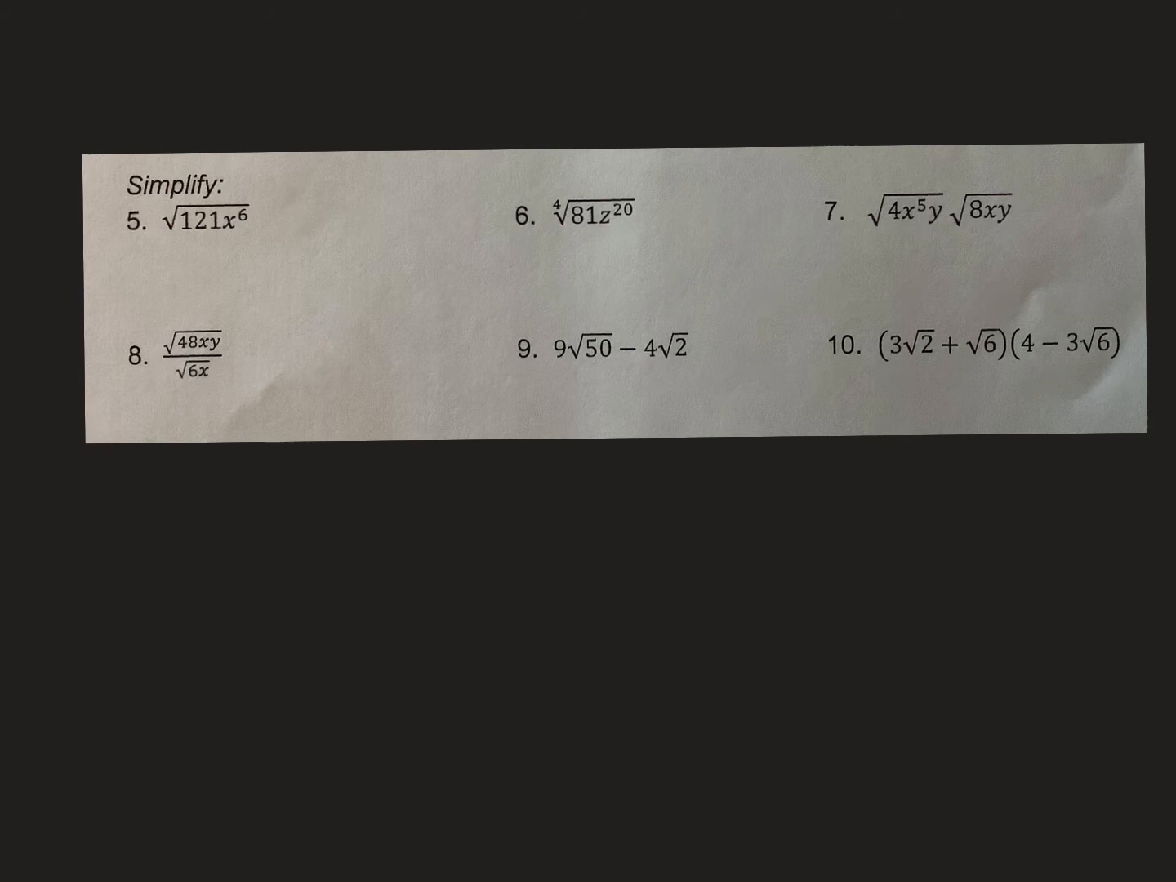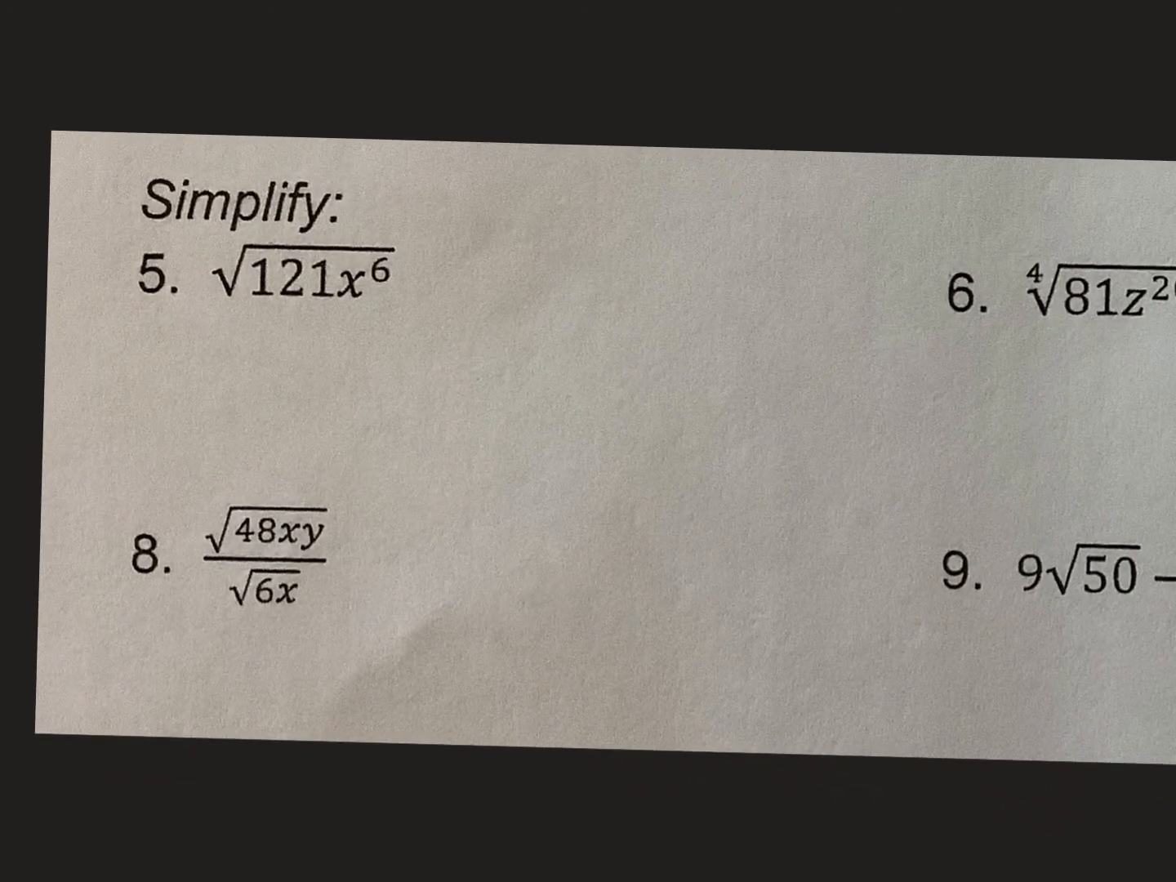Number 5, these are the square root parts. The first one's just a regular old square root. Square root of 121 is 11. This is a square root, so I'm going to divide the 2 into 6. That gives me x cubed. And because I started with an even exponent and ended up with an odd one in my answer, I've got to have absolute value. Even, odd.